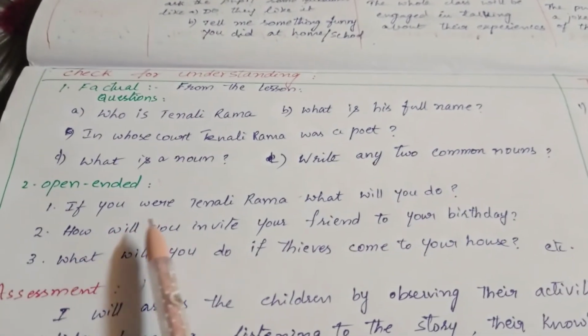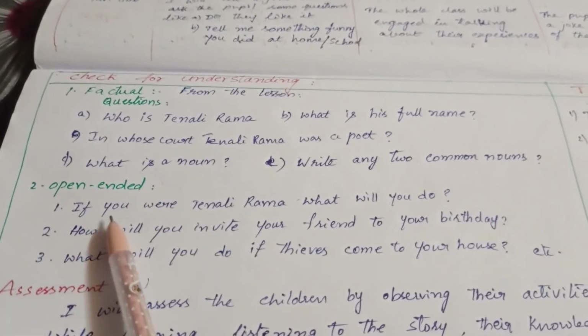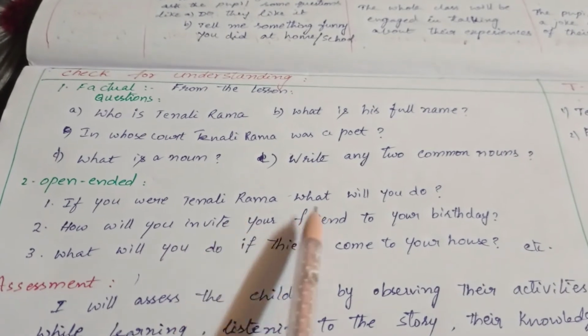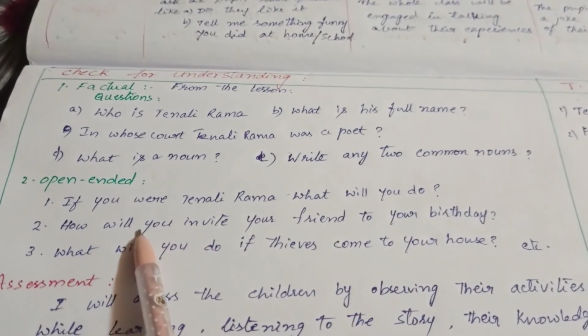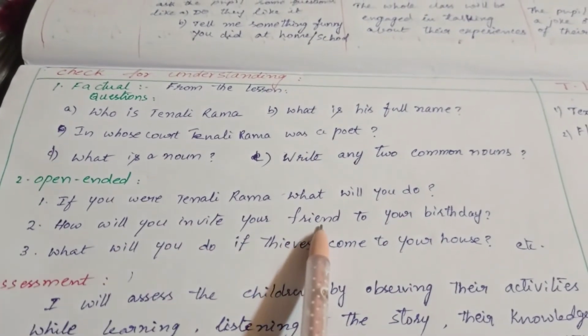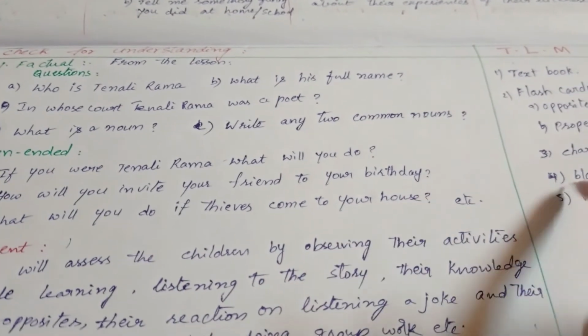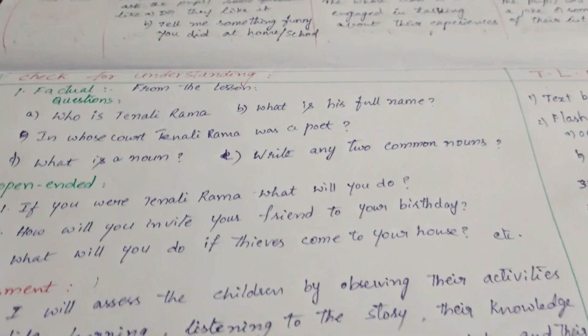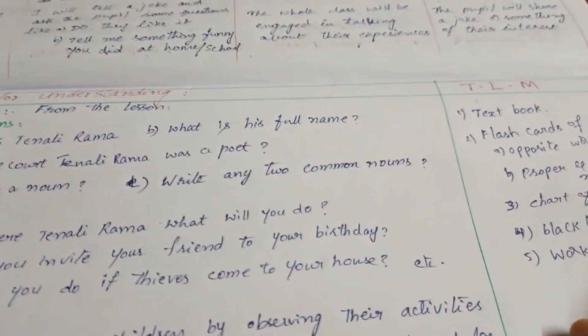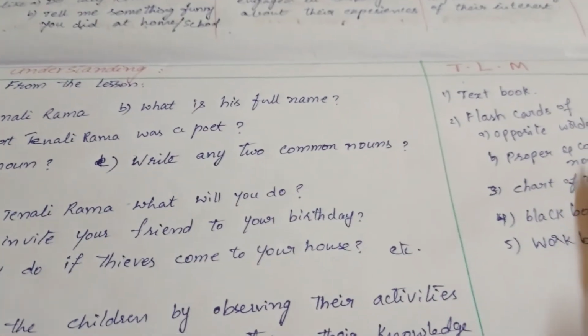Then open-ended questions will be given. If you were Tenali Rama, what would you do? How will you invite your friend to your birthday? What will you do if thieves come to your house? And likewise many questions that are open-ended, where the children will be given the option of their own choice to answer the question.